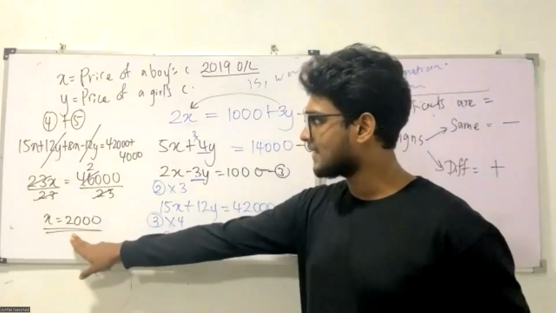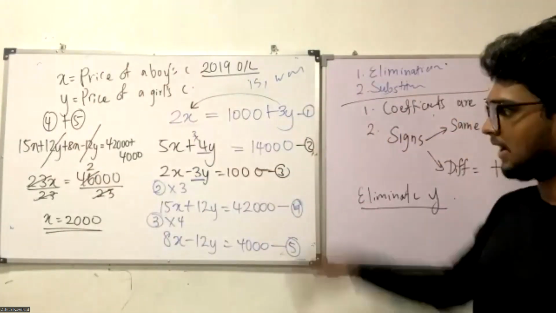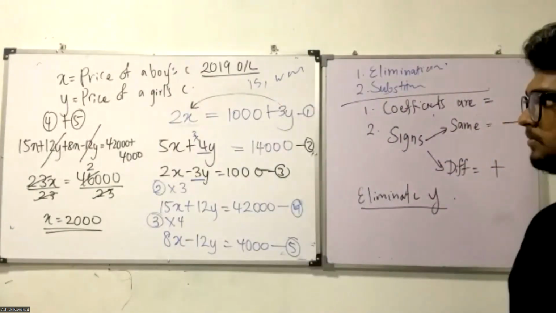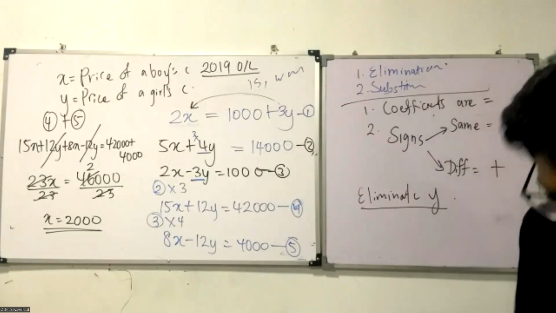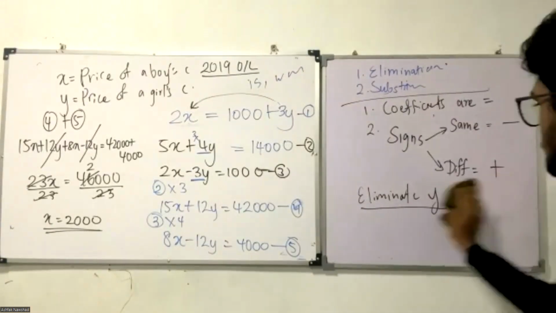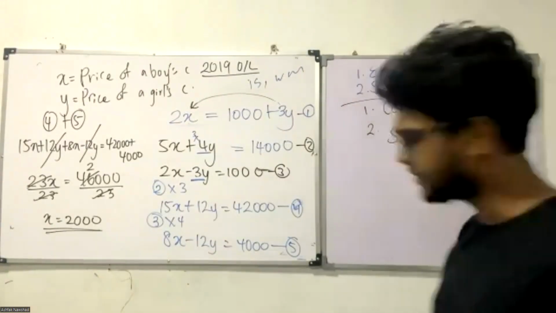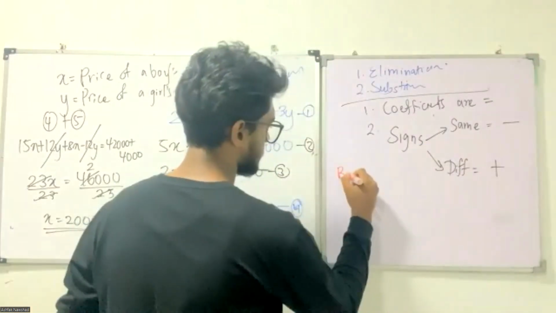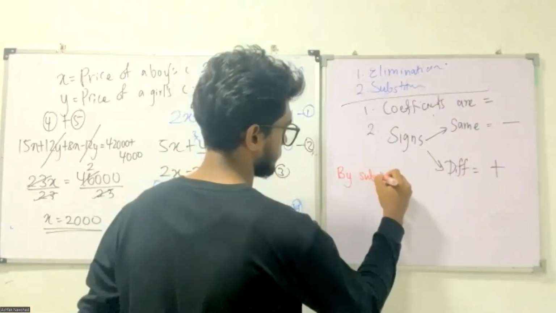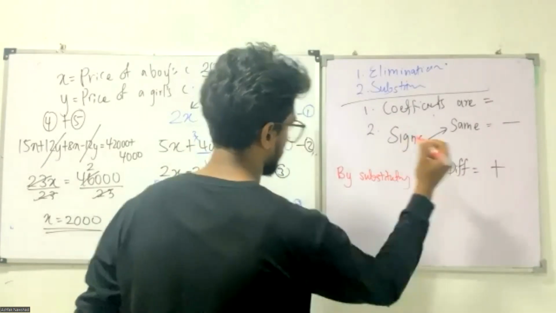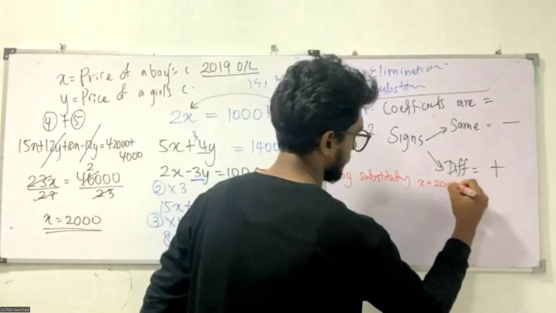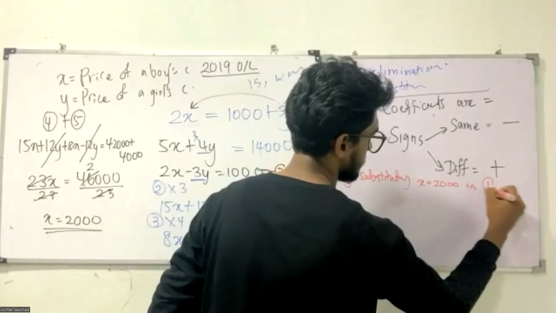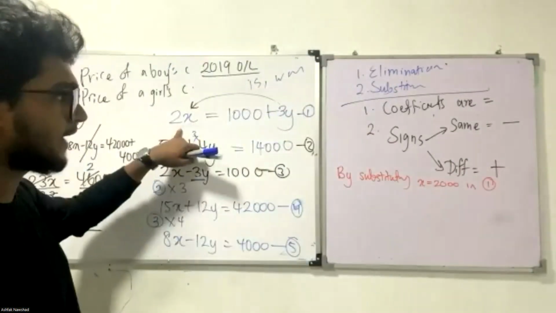So we got x. We can substitute x anywhere out of these 5. So I'll choose the first one and I'll substitute. By substituting x equal 2,000 in the first equation. So x is 2,000.